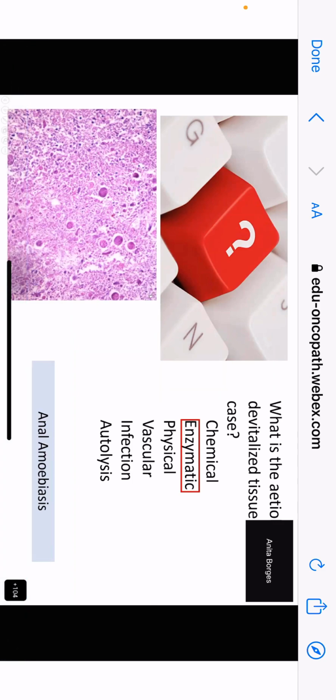And this diagnosis is anal amoebiasis. So very good, Limpy. You arrived at the right time, and you made the right diagnosis of Entamoeba histolytica in the anal canal. Okay, so that's the end of our talk.